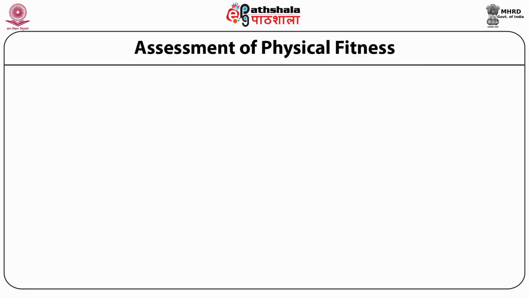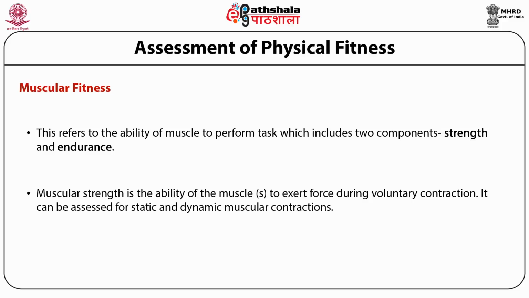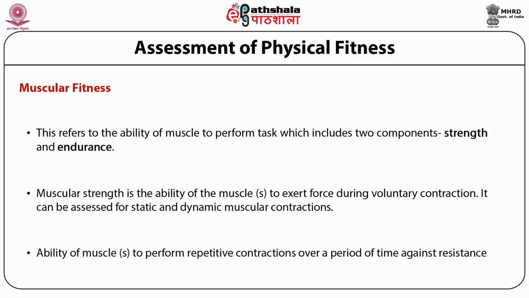Let's have a look at muscular fitness. This refers to the ability of the muscles to perform tasks, which includes two components: muscular strength and muscular endurance. Strength, as the name suggests, is the ability of the muscles to exert force during voluntary contraction. It can be static or dynamic. Whereas muscular endurance is the ability of the muscle to perform repetitive contractions over a period of time against resistance.